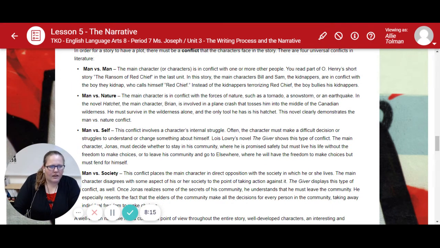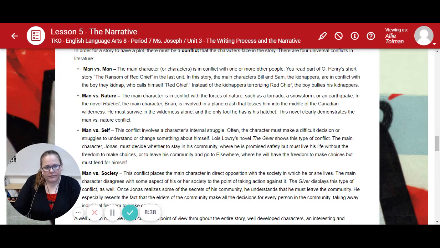The main character is in conflict with the forces of nature, such as a tornado, a snowstorm, or an earthquake. In the novel Hatchet, the main character, Brian, is involved in a plane crash that tosses him into the middle of the Canadian wilderness. He must survive in the wilderness alone, and the only tool he has is his hatchet. This novel clearly demonstrates the man versus nature conflict.